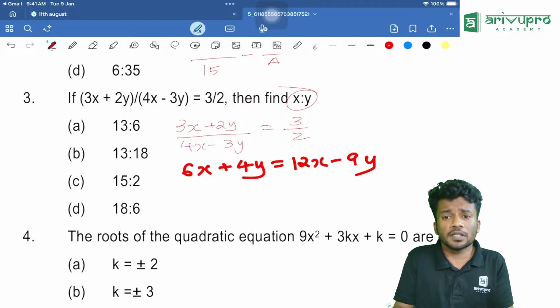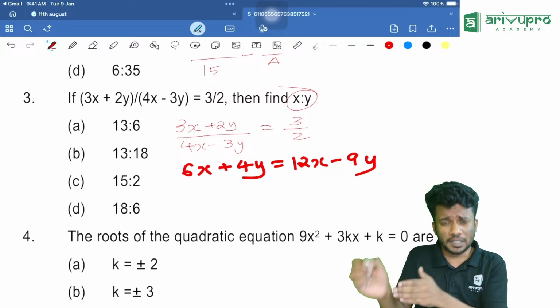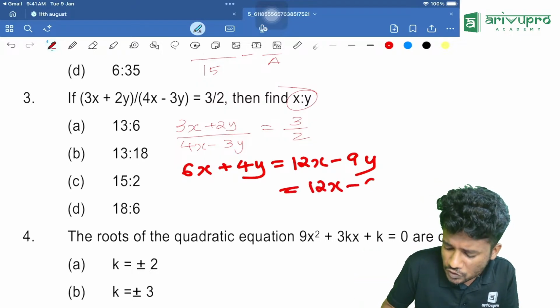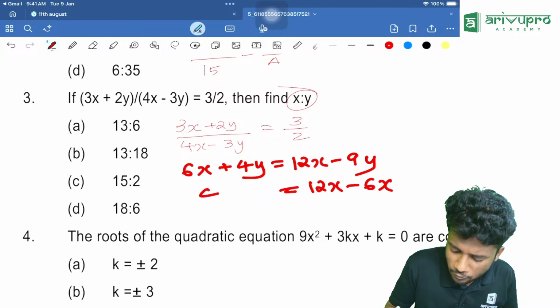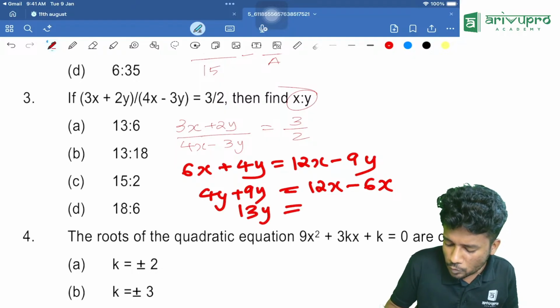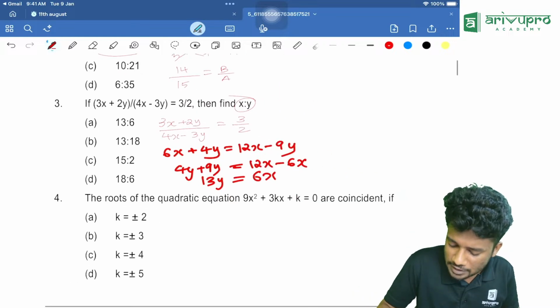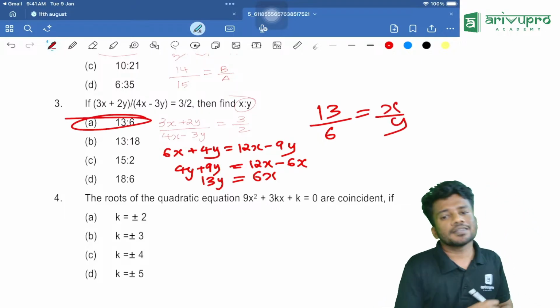Now rearrange. It will become what? 6 goes to the other side. That will become 12x minus 6x. Then 9 goes to the other side. It will become 4y plus 9y. That will be 13y is equal to how much? That is 6x. So x by y, 13 by 6 is equal to x by y. Answer is 13 is to 6.